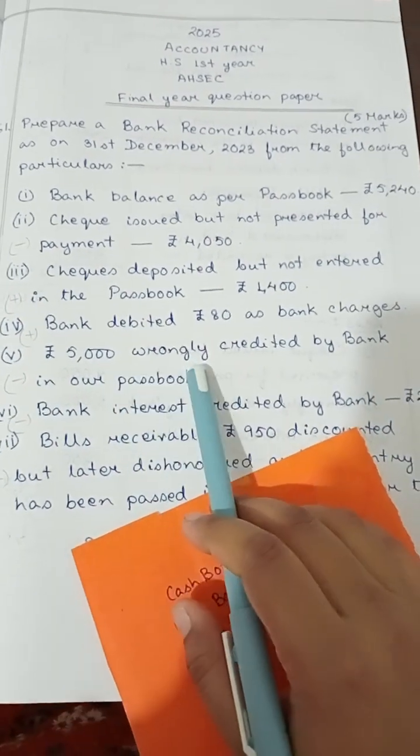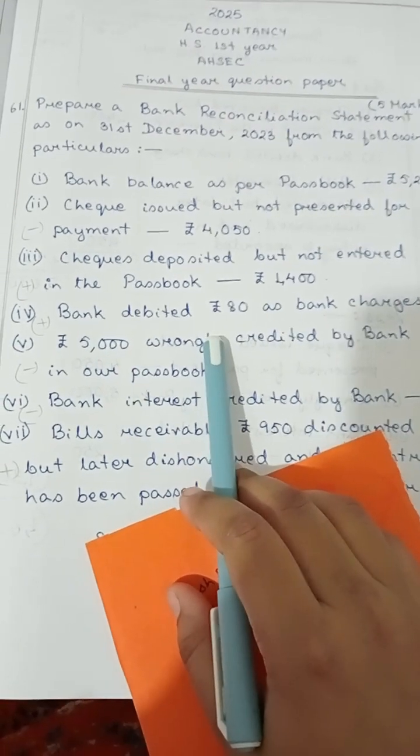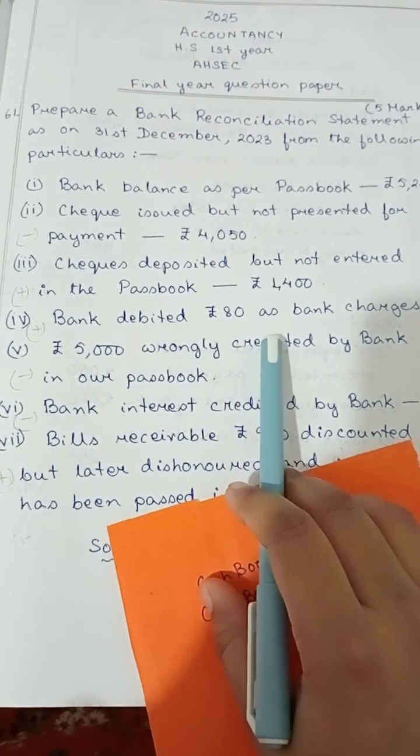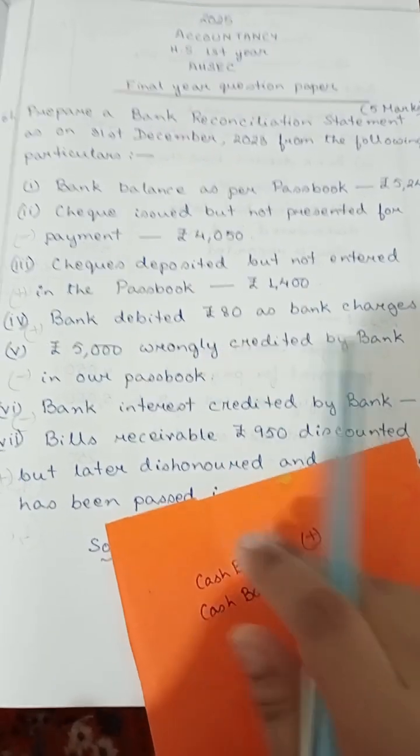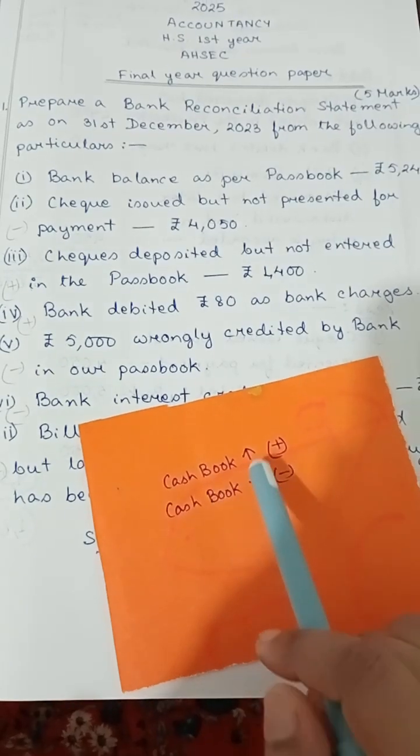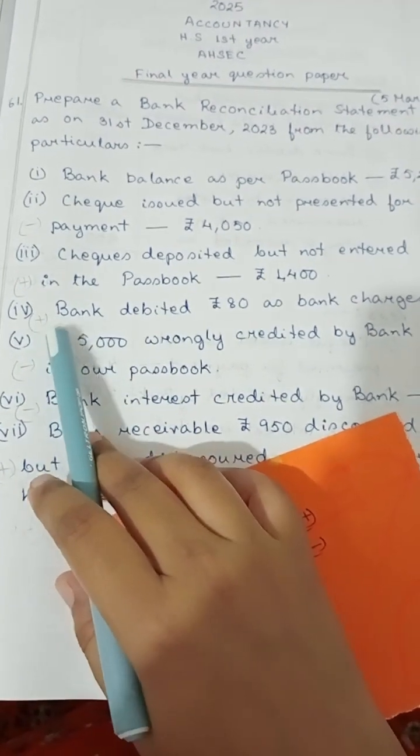Then you see, bank debited rupees 80 as bank charges. So debited means the passbook is reduced but the cash book is high by rupees 80. So when the cash book is high, it should be written on the add side, so it is plus.